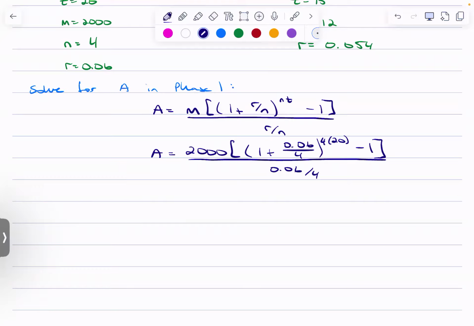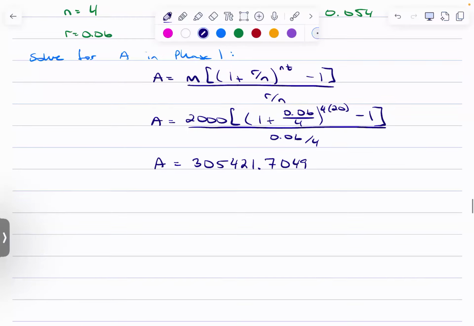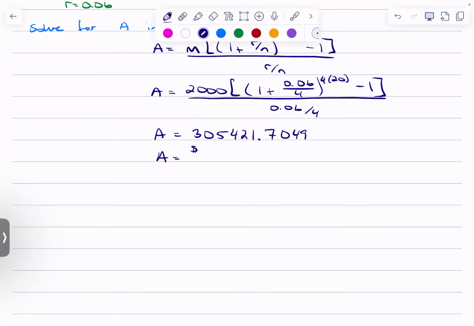Make sure you use brackets. Minus 1 times 2,000 divided by 0.06 divided by 4. Make sure you use brackets around that again. And I get, not writing down any of that optional work in the interest of time here, $305,421.7049, which as money is 305,421.70.